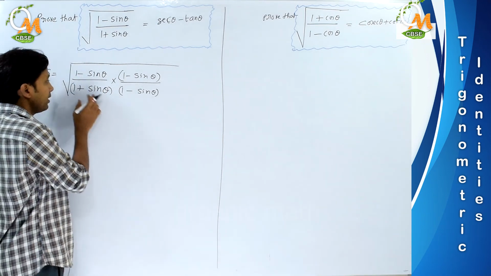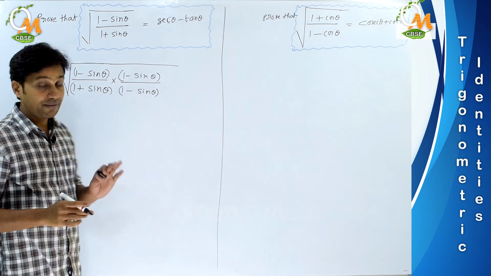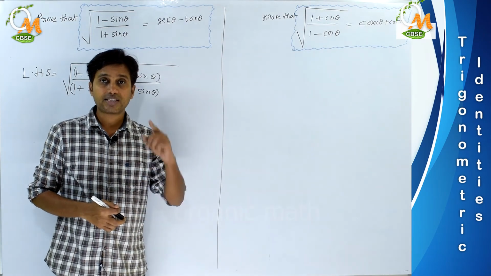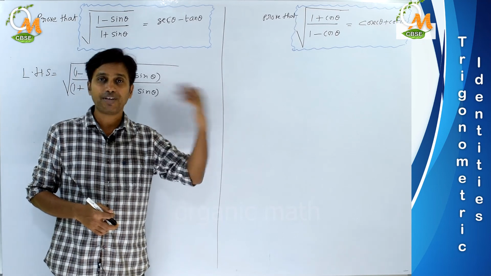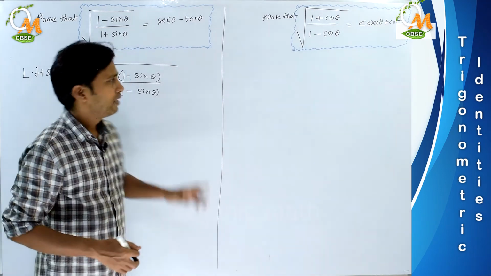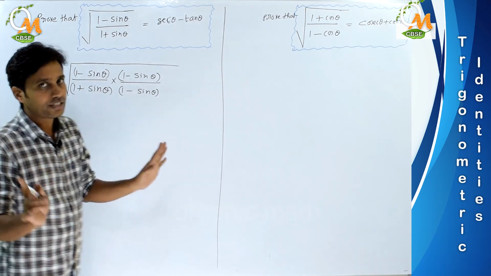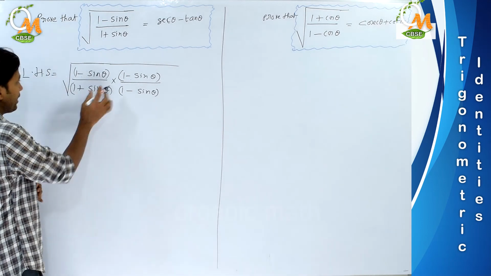See here, 1 minus sin theta into 1 minus sin theta is multiplied. Can we do like this or not? If we do the multiplication and division with the same constant or same expression, the value of the given expression remains the same. Here, if you cancel these two, again this will remain. So there will be no change at all. It still remains the same.